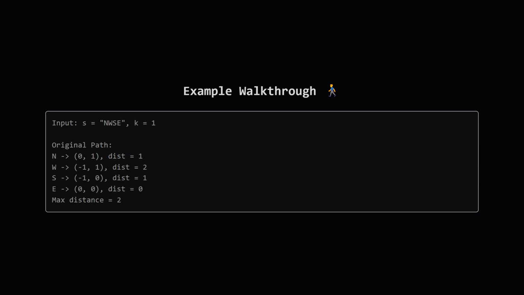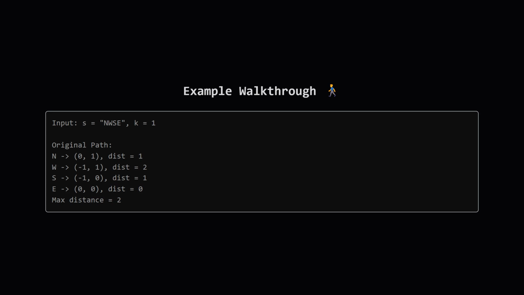Our path is NWSE, and we have one change, so k is 1. Without any changes, the path shown on the slide gives us a maximum distance of 2, but can we do better with our one change? Think about it. After 2 moves, N then W, we're at position minus 1, 1. Our distance is 2. The next move is S, which moves us back towards the origin. That's not good for maximizing distance.